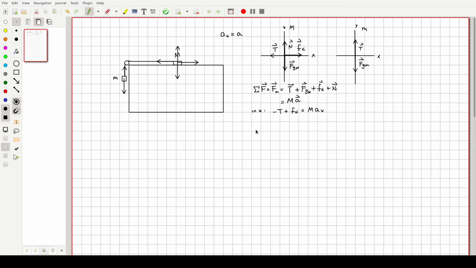Okay. Now, in the y direction, we're interested in what's going on because we know the kinetic frictional force here depends upon the normal force. So here we have a normal force that points up, and then we have the weight, Fg big M, pointing down. And those actually add out to give you 0. So if you think about what F sub k looks like, it's going to look like mu sub k times the normal force. And you think about what Fgm looks like.